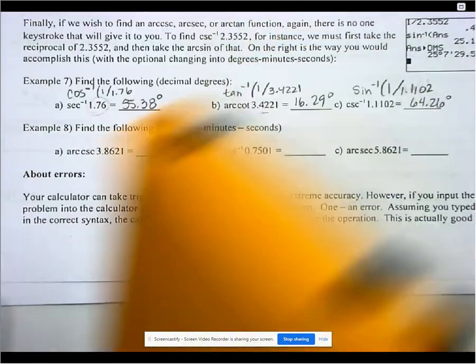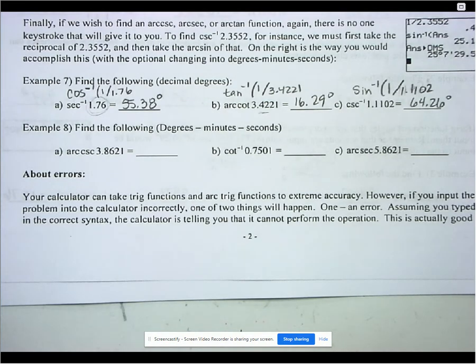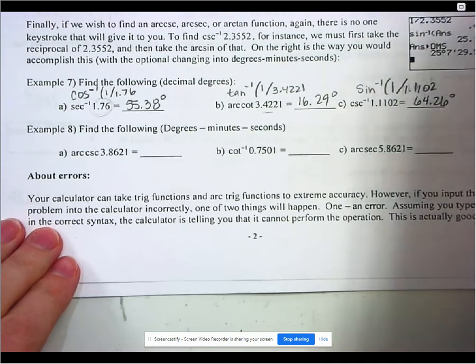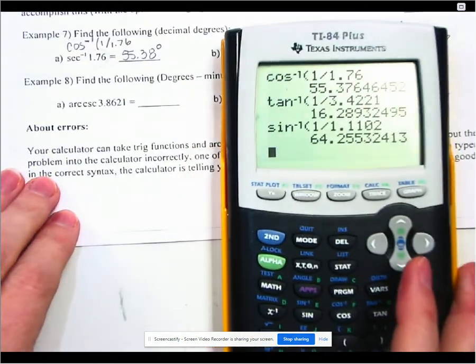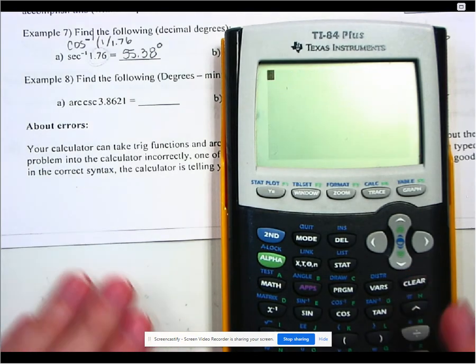Okay, and then these are the same, except in the end we have to do degrees, minutes, seconds. So see if you can do them on your own. You can pause the video if you want to, or just try to not look up at what I'm doing and just do it yourself.